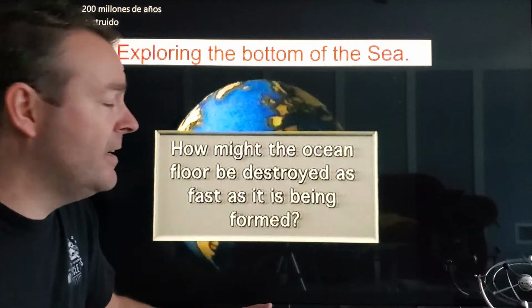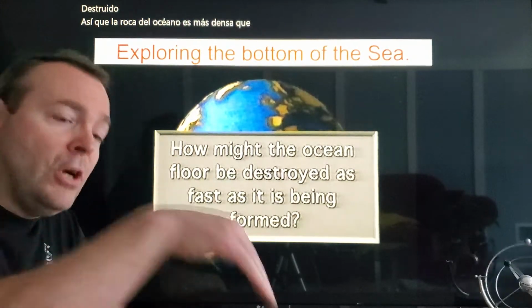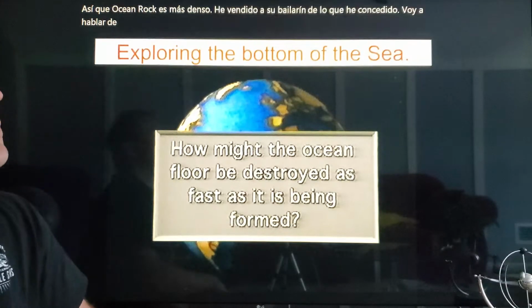So ocean rock is denser, right? Basalt is denser than granite, and they're going to talk about how it subducts. It goes back down into the earth and gets destroyed.